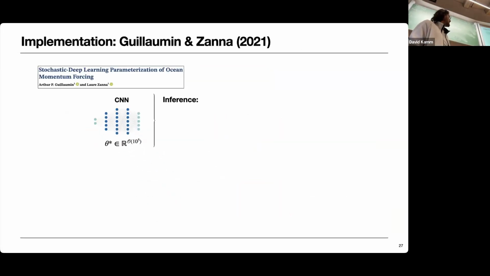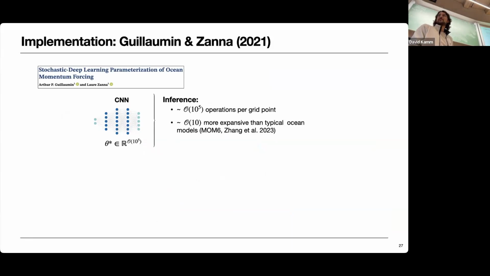also during inference, that they choose such a large model means also that they have around 10 to the power 5 operations per grid point. So order like 1,000 times the parameterizations we've seen before. But also this is about 1 order of magnitude more expensive actually than the ocean model itself. So this is definitely a challenge.